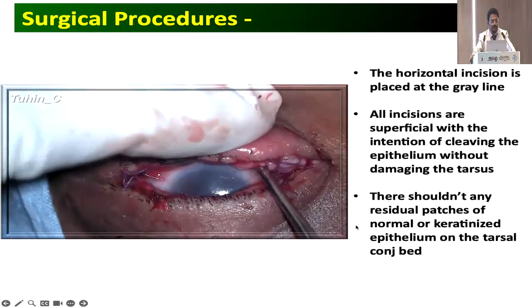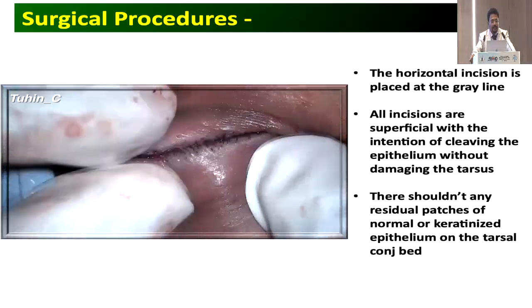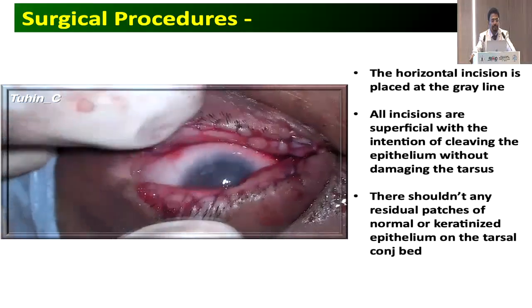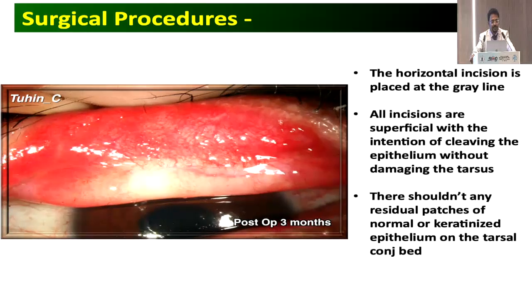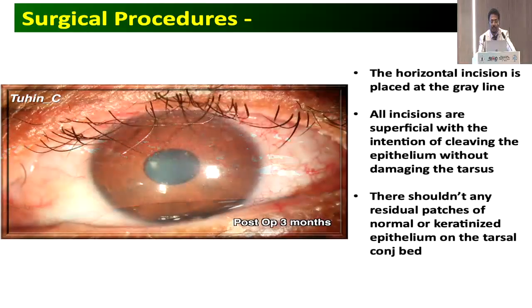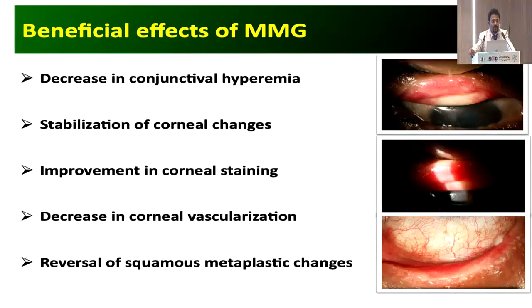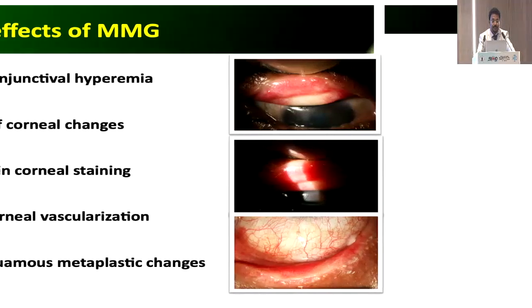So this is the appearance. And this is after 3 months, you can see this. So the beneficial effects of MMG are a decrease in conjunctival hyperemia, stabilization of the corneal changes, improvement in corneal staining, decrease in corneal vascularization, and reversal of the squamous metaplastic changes.